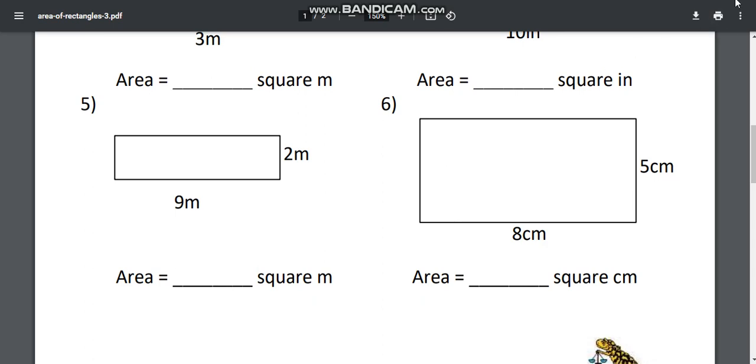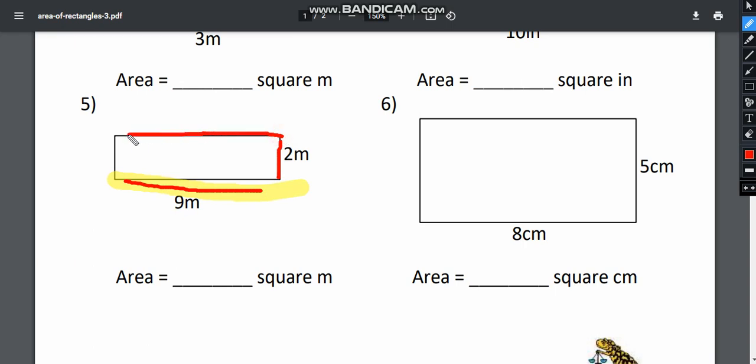Okay, so if we were to find the perimeter of this one, it should be 9 plus 2, so that's 18. Plus 9. So what's 18 plus 9? That's 27. Plus 2 is 29. And is this meters or is this meters squared? Well, be careful. If we're getting distance, it's just meters.